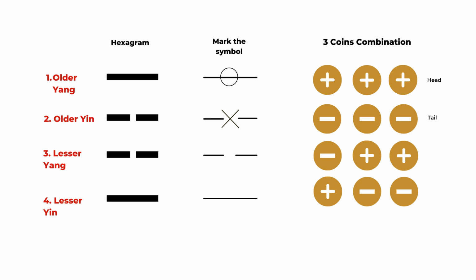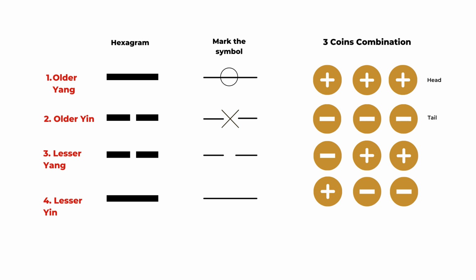The third combination has 2 heads and 1 tail. It's called the lesser yang, and the symbol is a broken line, so it's representing the yin. The last combination is 1 head and 2 tails. The symbol is a solid line, so it's a yang symbol.